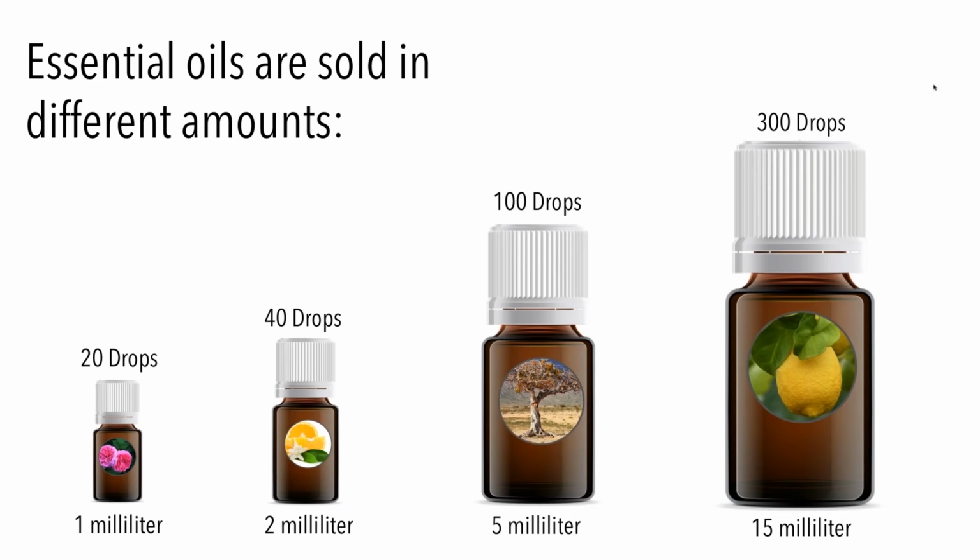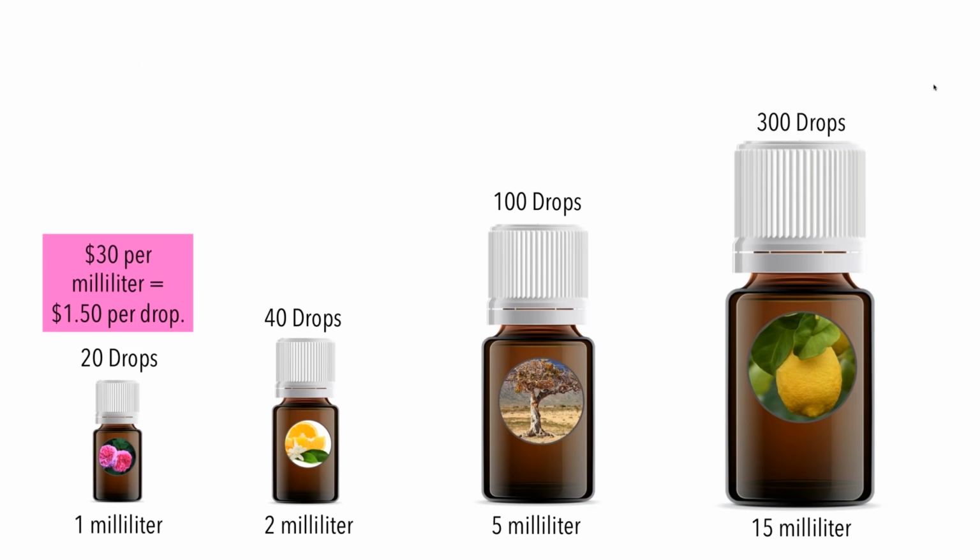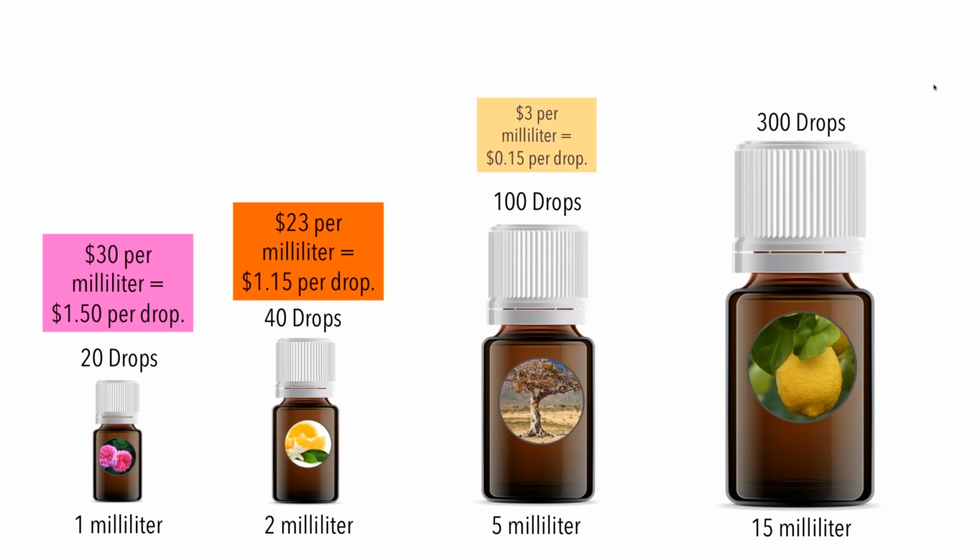When I determine the cost of a blend, I usually figure out how much each drop of a particular essential oil will cost me. And then I can times that by how many drops I have in a particular base synergy. While prices can vary batch to batch, right now rose is about $30 per milliliter, so it costs about $1.50 per drop. Neroli is about $23 per milliliter, so it costs me about $1.15 per drop. Myrrh oil is $3 per milliliter.